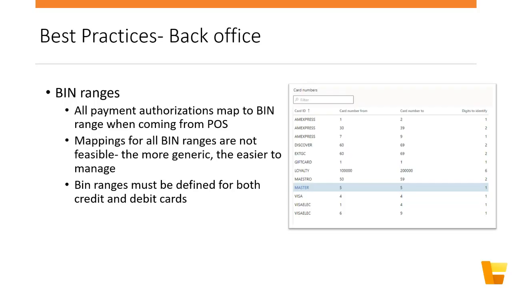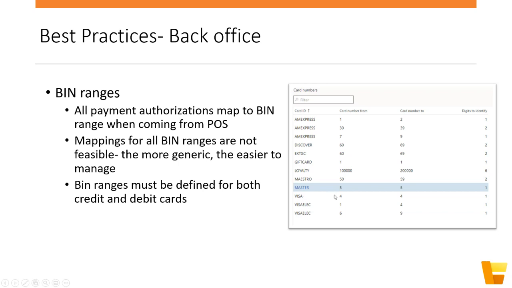So some quick tips and tricks for back office. Bin ranges are sort of a traditional problem. Basically, our bin range is, as I mentioned, the first 6 digits of the card in our auth response. And when we look at that bin range in an auth response, we try to find a matching card ID. So in this example, you can see Visa I have set up.